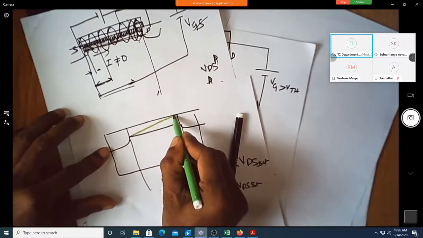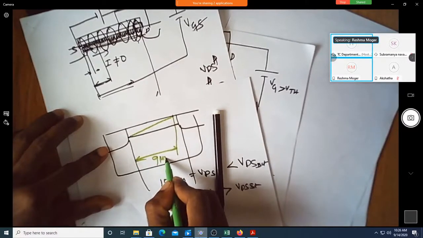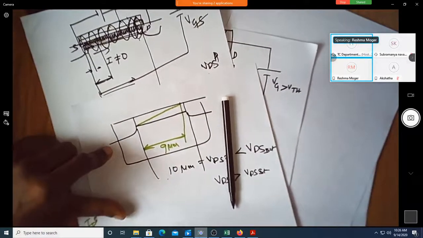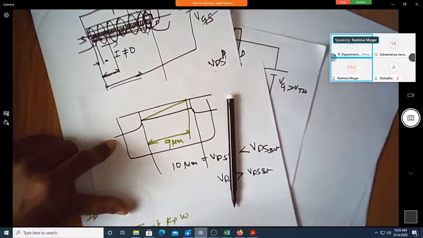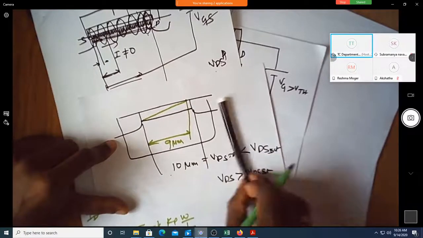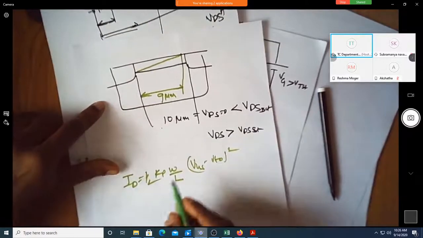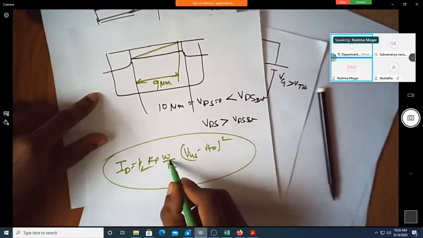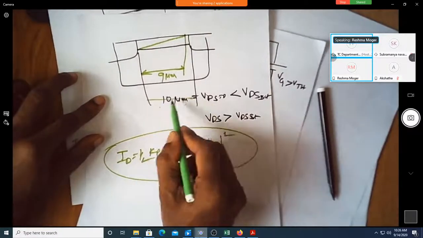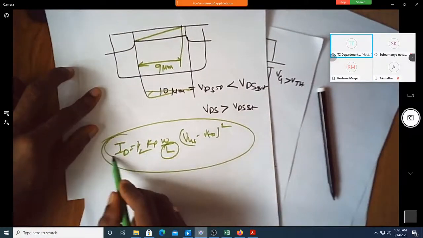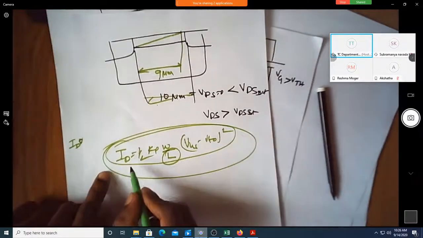Can you see now? This effectively has become, assume, 9 micrometer. But in your expression, what do you have? ID is equal to Kp, of course, half W by L, VGS minus VTO whole square. So this is true if this length is constant. But earlier it was 10 micrometer. What is this expression we wrote? This is the expression for ID saturation.